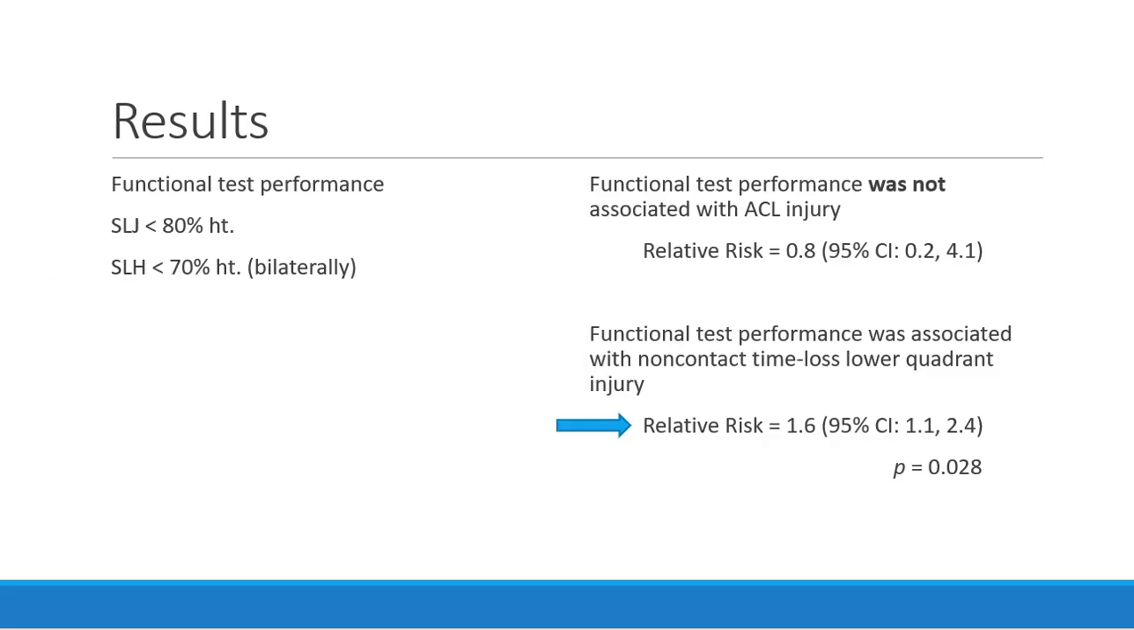Now looking at the functional test performance. Using previously reported data of a standing long jump less than 80% of their height and a single leg hop less than 70% of their height, and that occurring bilaterally, that functional test performance profile was not associated with a greater risk of ACL injury. Functional test performance was, though, associated with any non-contact time loss lower quadrant injury, so athletes with that preseason performance profile were 1.6 times more likely to experience a non-contact lower quadrant time loss injury during the season of surveillance.